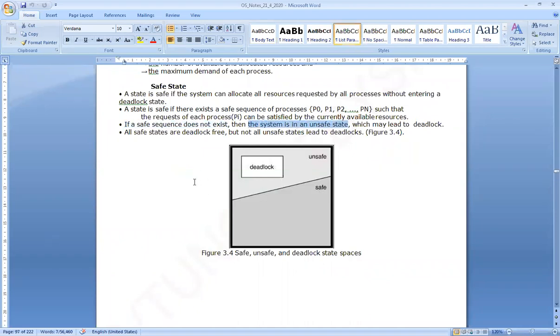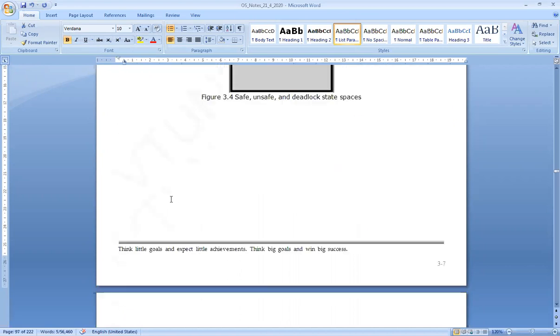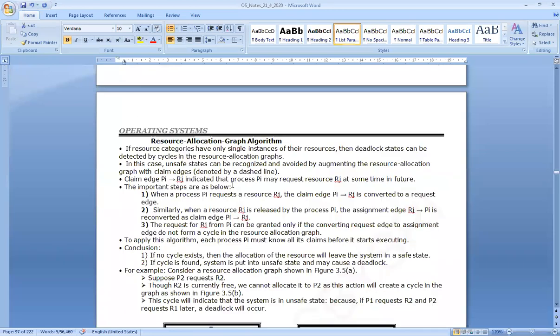Okay, if it does not exist, then we can say that the system is in an unsafe state, which may lead to a deadlock situation. So that is clearly shown in this small diagram. Then after that we go for the resource allocation graph.